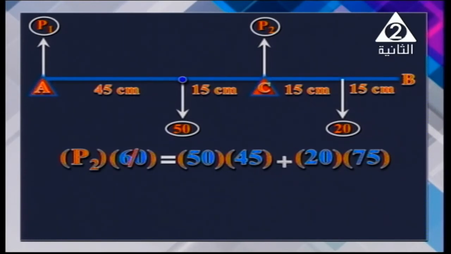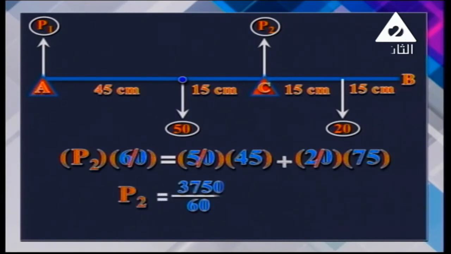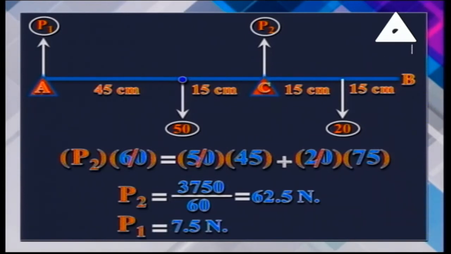In this equation, find the value of the pressure P2, which acts at point C. Then divide by 10. Therefore, P2 equals 3,750 over 60 equals 62.5 Newton. This is P2. By substitution in the first equation, P1 equals 7.5 Newton.